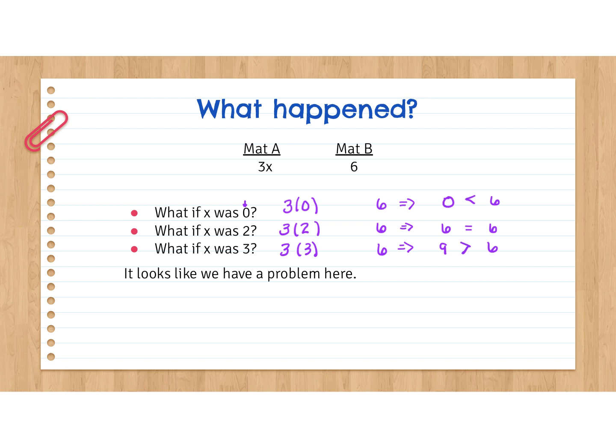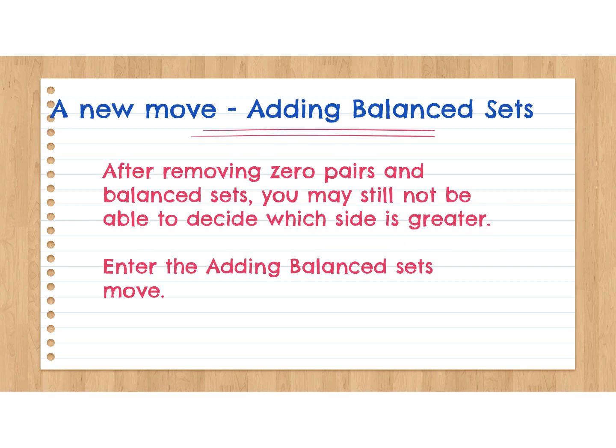So it looks like we have a problem because depending on what the value for X is, we get completely different answers. And this is math. We need an actual answer. So what do we do about that? We have a new move. It's called adding balanced sets. So you understand what taking away balanced sets are. Adding is the exact opposite. Everything in math has an exact opposite.